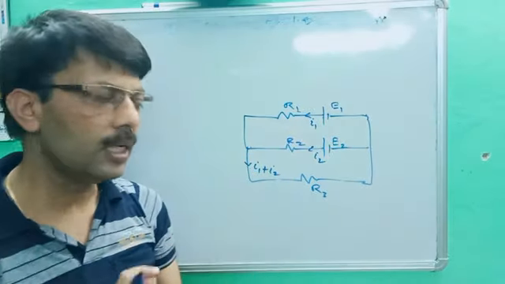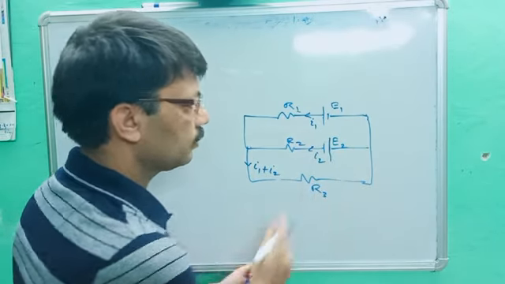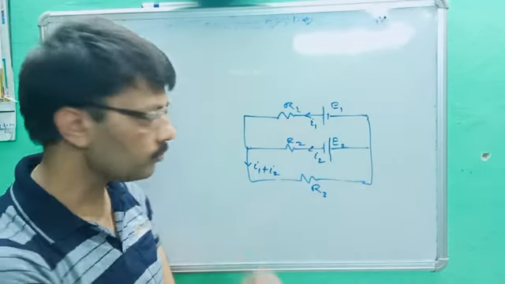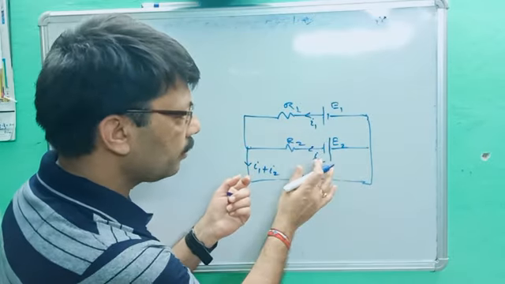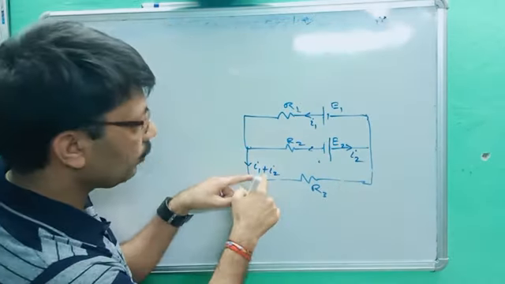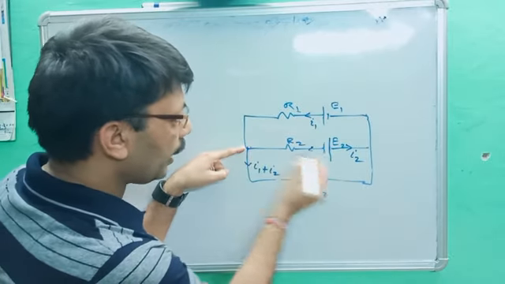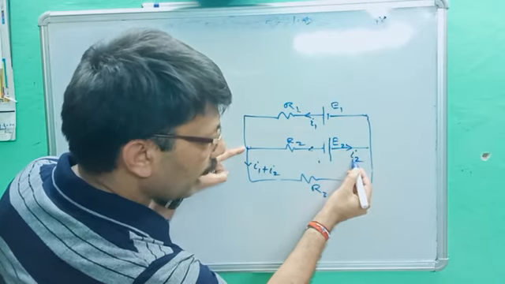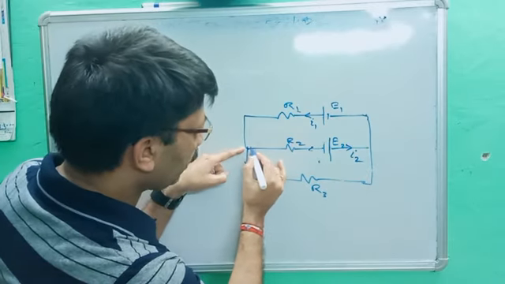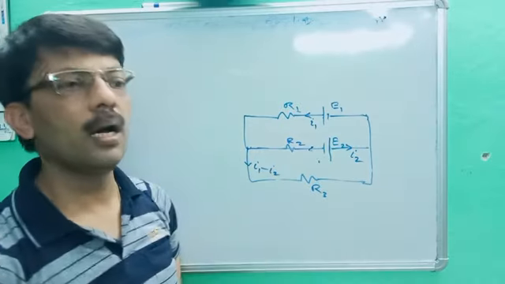Here it becomes I3, or you can take it as I1 plus I2. Let's suppose for a moment this battery is connected like this. Then what will you do? Current is drawn from positive to negative, so I2 will flow this way. I1 current is reaching the junction and I2 current is leaving the junction, so here it will be I1 minus I2.